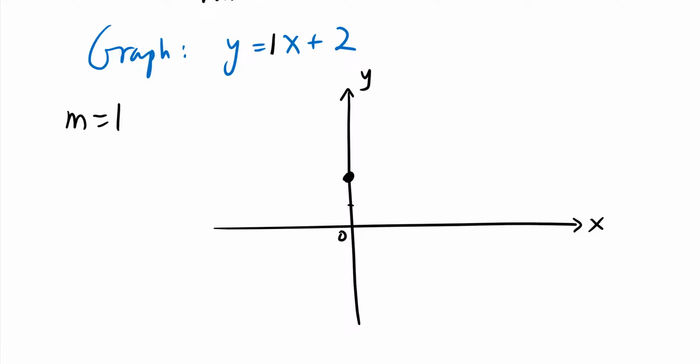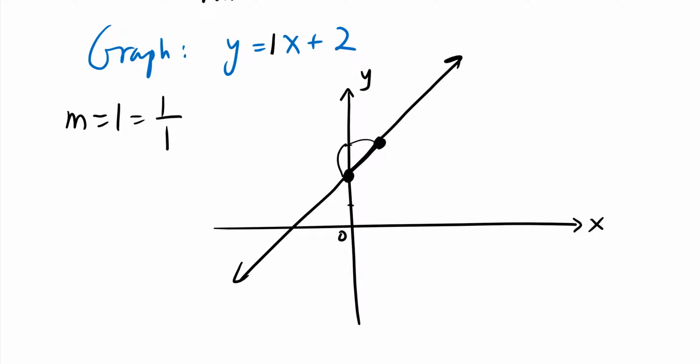It's this number 1, or 1 over 1. So rise over run: you go up 1, 1 to the right. That's the straight line. And notice, do not just connect the two dots. You must extend it on both ends, and then use the arrows. So this is how we graph straight lines.